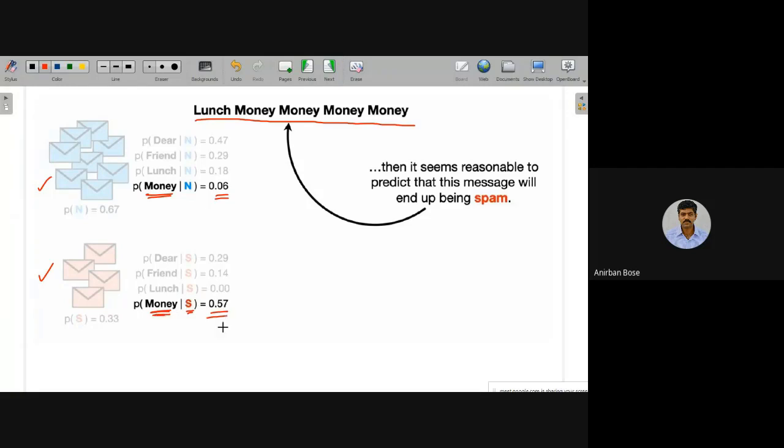So apparently, it seems that this particular email will be a spam, right? Because the probability tells you that: it is 0.57, whereas in a normal message it is only 0.06. So intuition is telling us, looking at these values, that at least it is a spam message. Now if we do our calculations as we have done in the last case, then what result are we getting? Let's see.